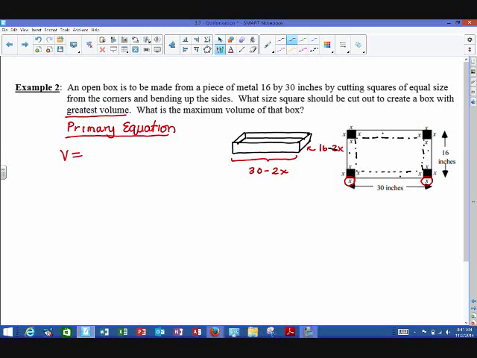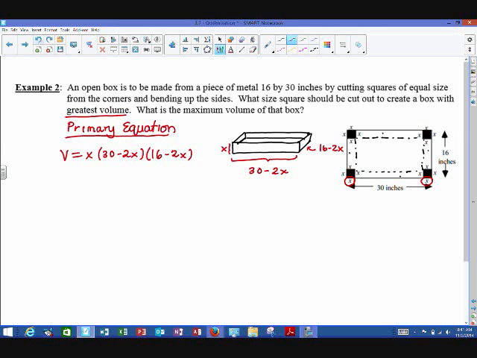And then, of course, the height of the box would just take on the dimension x, because that x is the distance that you would sort of fold up that particular rectangular flap. So we have our three quantities, x, 30 minus 2x, it does not matter which order you write them, and 16 minus 2x. This is your primary equation.